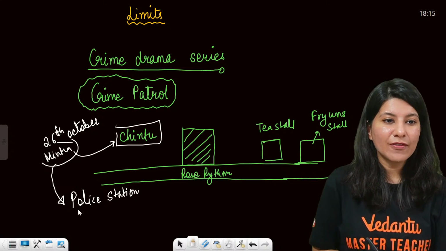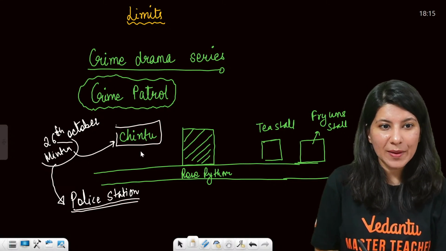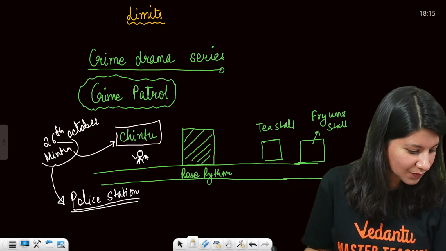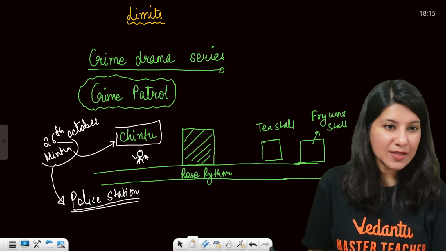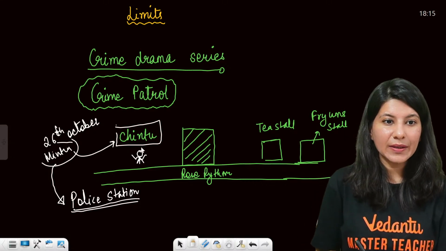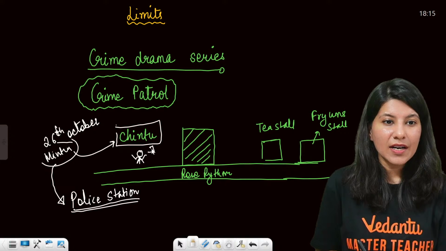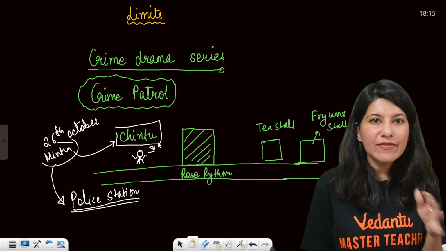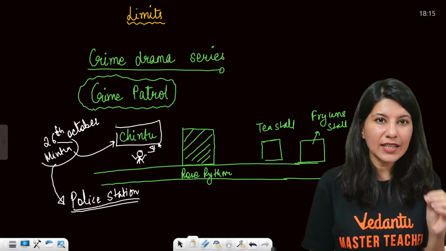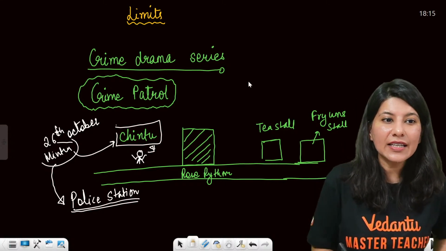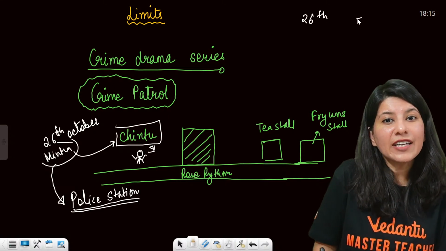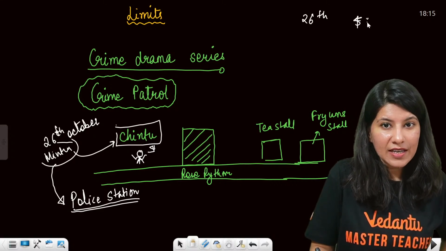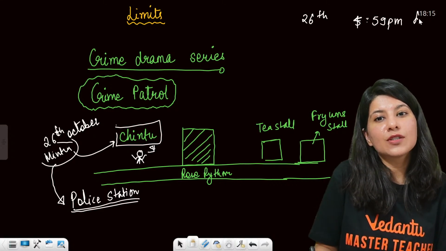Now from the police station, police comes for inspection. Now a policeman is right here, you can see. And then what will happen? They will start interrogating, they will check the phone records, they will do everything. They'll realize that on 26th October at 5 p.m., basically not 5 p.m., at 4:59, Chintu's phone was off.